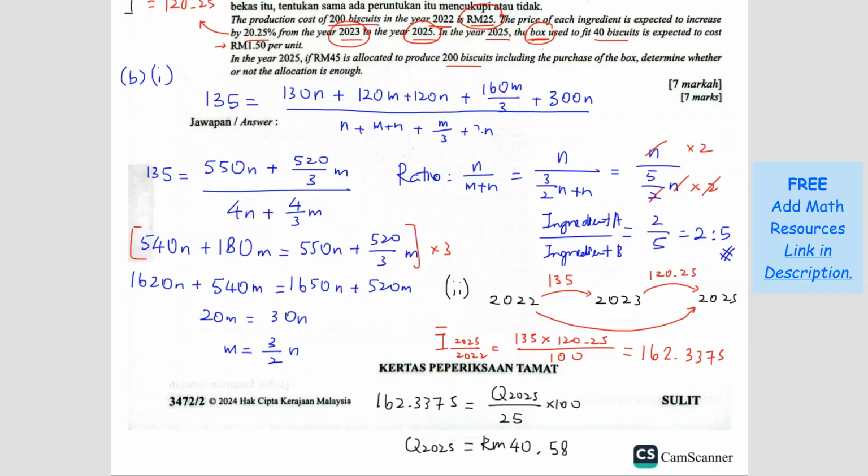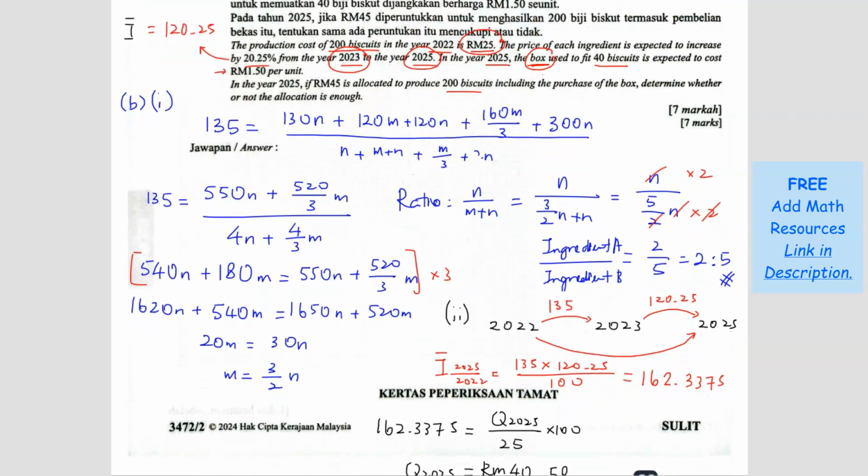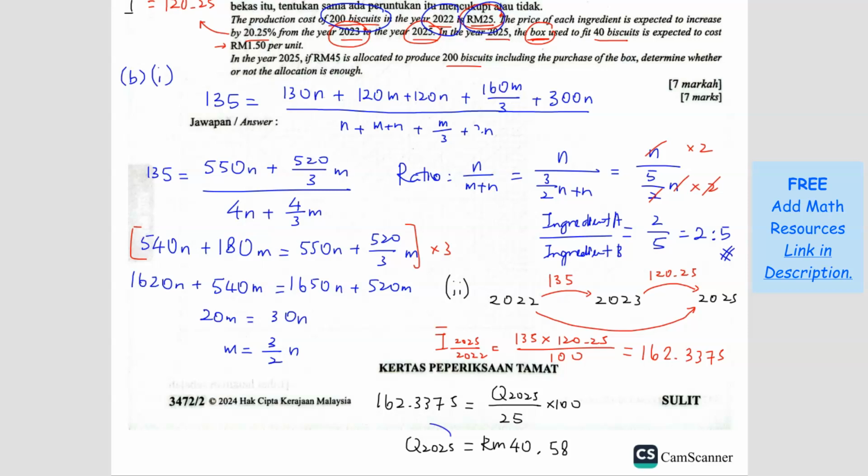Okay, so what does this mean? It means that to produce the 200 biscuits, because here we are talking about 200 biscuits, right? 200 biscuits in 2022 is 25 ringgit. But now what we have found out is if you produce the same 200 biscuits in 2025, the price is 40.58. So it has increased a certain amount. So this is the price if you produce 200 biscuits in 2025. So the question is asking, is it enough or not? If they only allocate 45 ringgit to produce the 200 biscuits and also to purchase the box, is it enough or not? So we have to check.